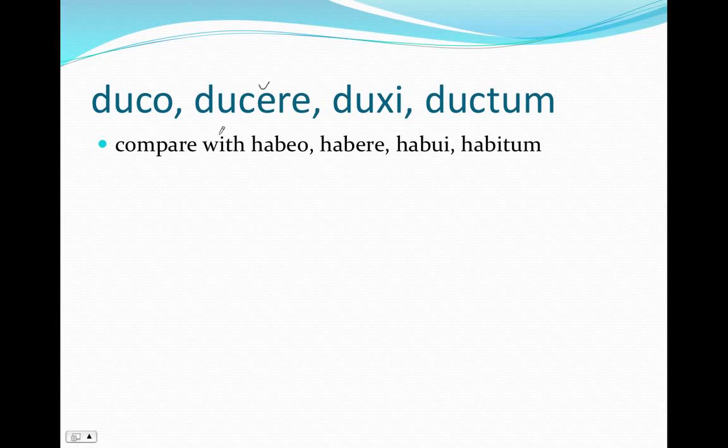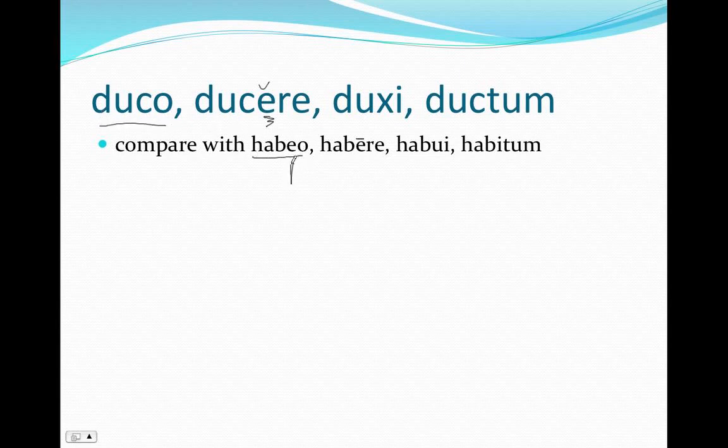But let's compare, first of all, the second and third conjugations and how the principal parts differ. So, duco, ducere, I said this is a short E, as opposed to the long E of habeo, habere. But if a text doesn't have the macrons marked, how are you going to distinguish a second from a third conjugation? And the easiest way to do it is to look to the first principal part.